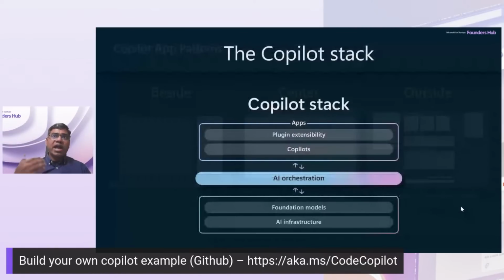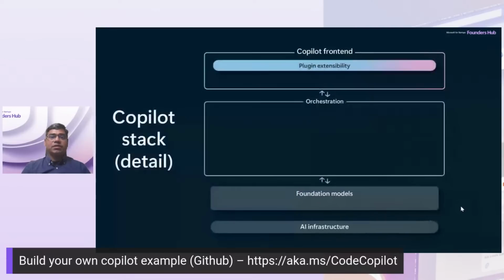So on the top you have apps where you have the plugin extensibility, and you have the Copilot itself that does the orchestration. Then there is the AI orchestration, which I'll get into in a little bit more detail, and then finally you have the AI infrastructure on which it runs, and the foundation models that sit on top of it. By the way, each of these is extensible. You can bring in your own model, you can have your own plugin, and as we go along I'll give examples of that as well.